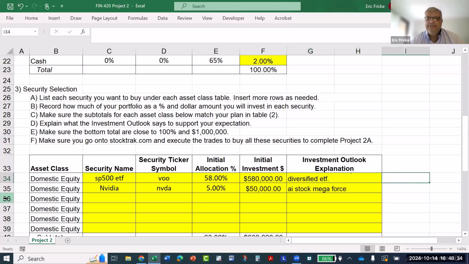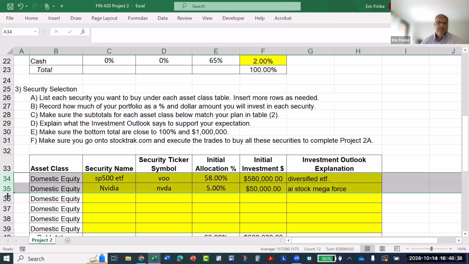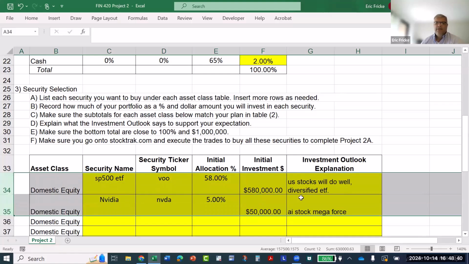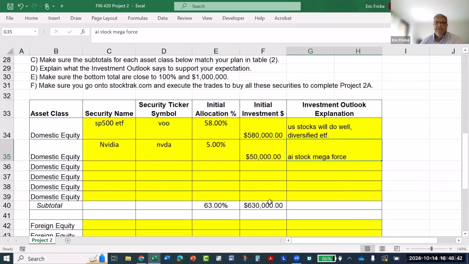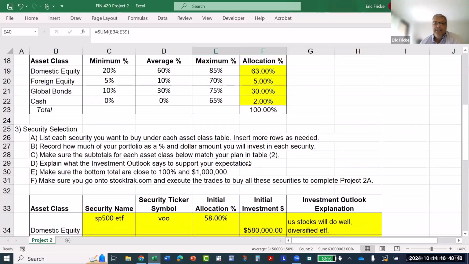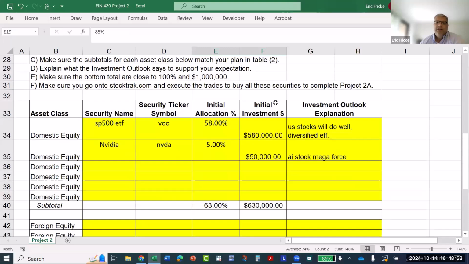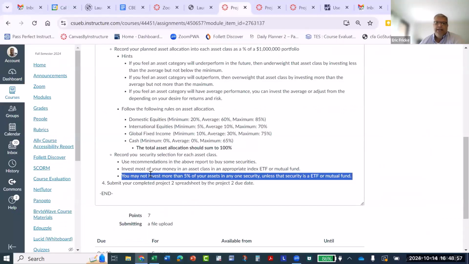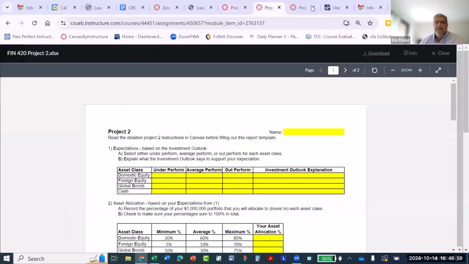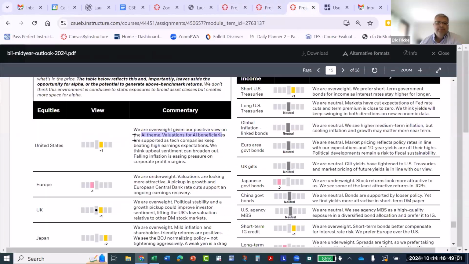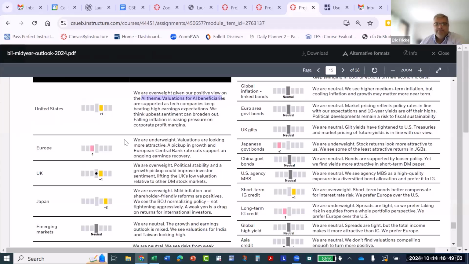Diversified ETF, okay? And so we got 63% of our portfolio into domestic equities, right? And that's what we said we'd do. So we're good. So what I want you to do now is you're going to go through and do the rest of this for this report. So let's take a look at it.